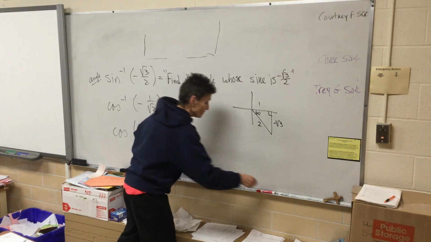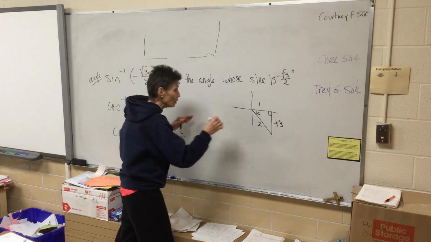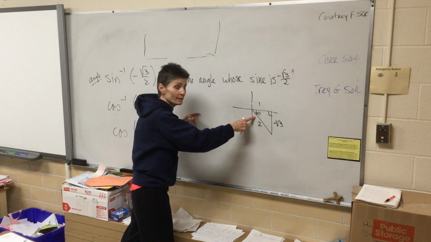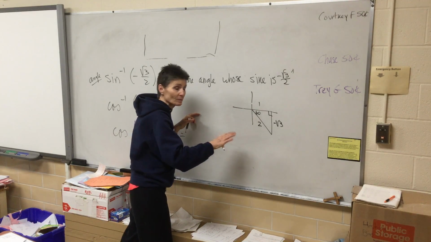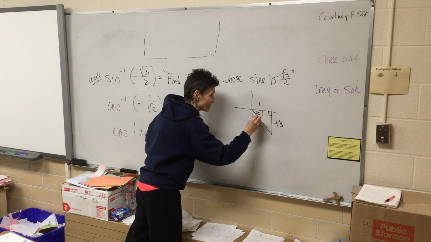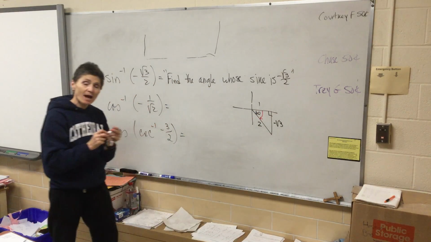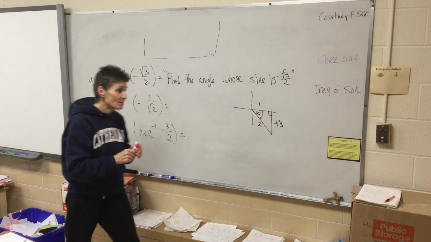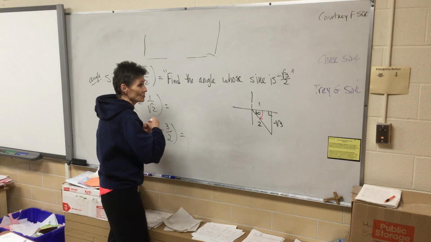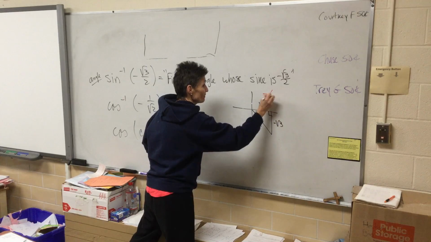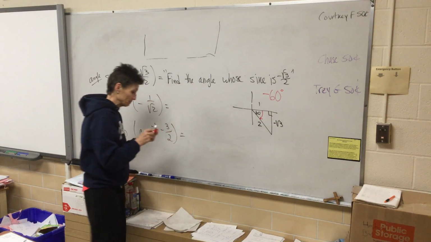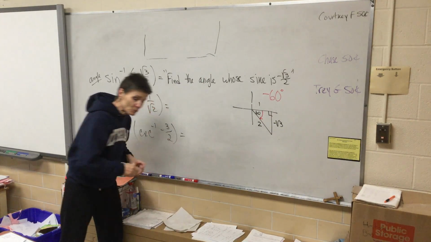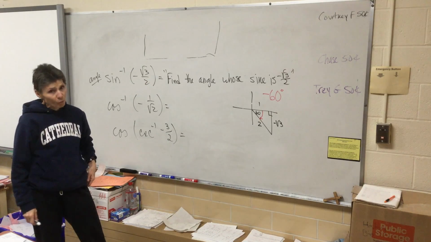My answer could be 300, but that's not right, because the answers to an inverse sine of a negative, remember, have to be between negative 90 and 0. So that answer is actually negative 60 degrees. If you say 300, you will be wrong.